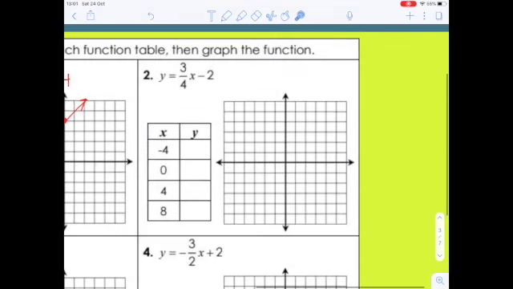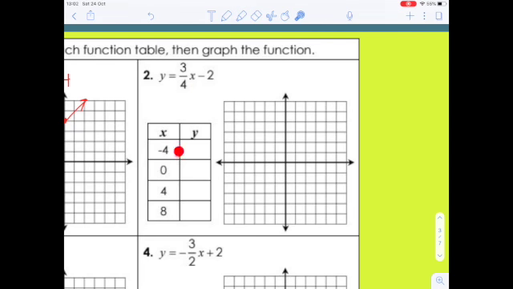Number 2, I'm just going to do number 2. I'm going to leave the other ones for you guys to practice because you guys should know how to do this by now. Once again, I'm going to plug in -4, 0, 4, 8. And my function is y equals 3/4 of x minus 2.